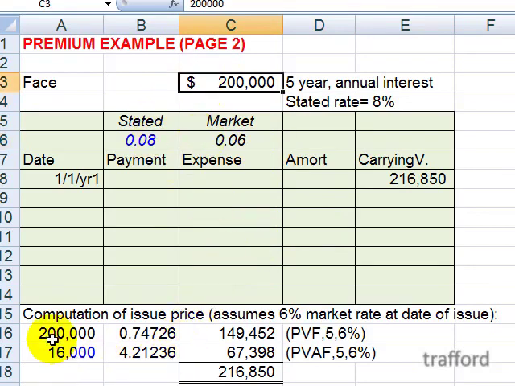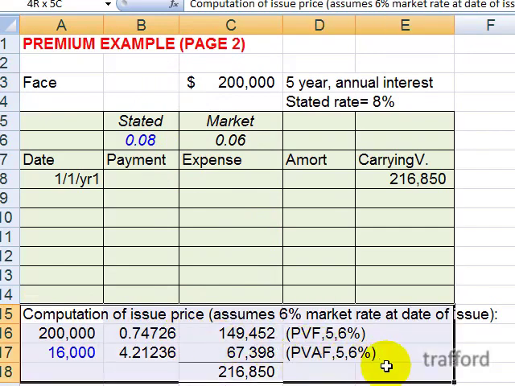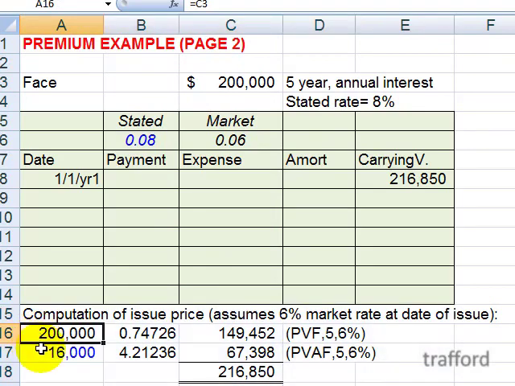Once again, we can determine exactly the amount of the issue price by doing a time value of money computation. The face value of the bond will be paid to the bondholders at the end of 5 years, so multiply it by a present value factor for 5 years and the market rate of interest, 6%. The annuity payment is different because I changed the stated rate on this bond.